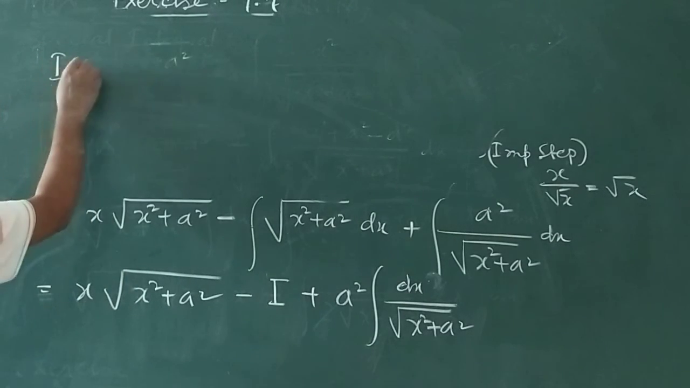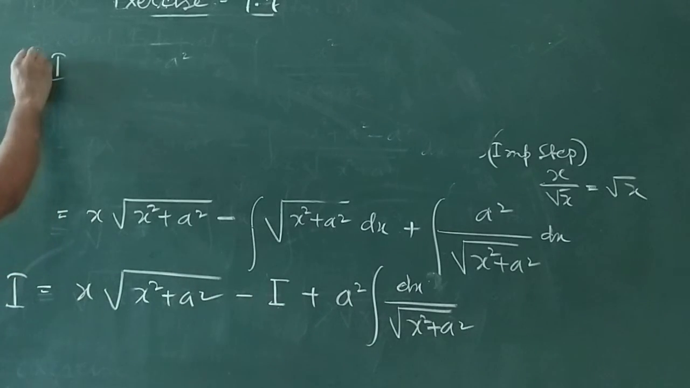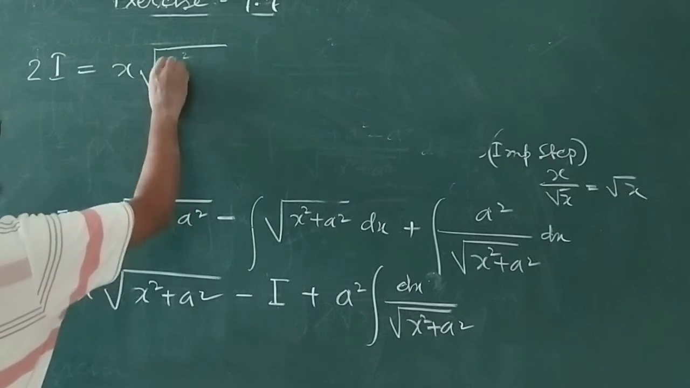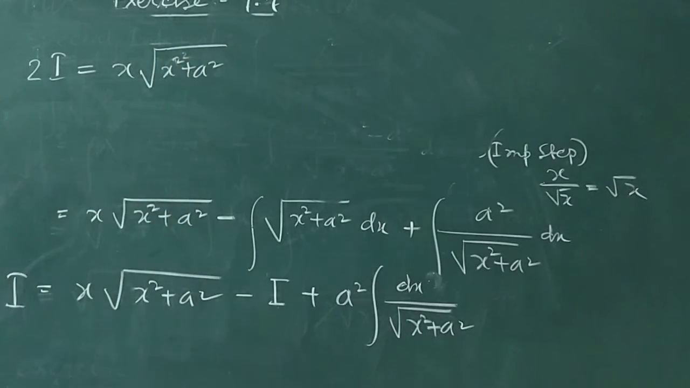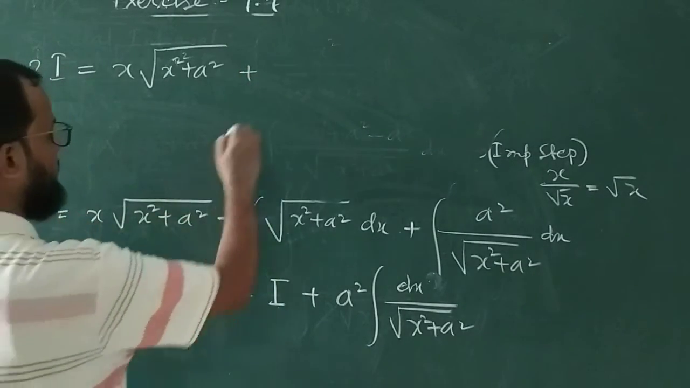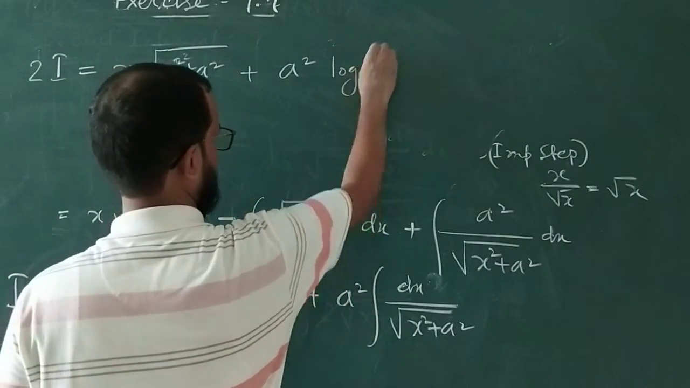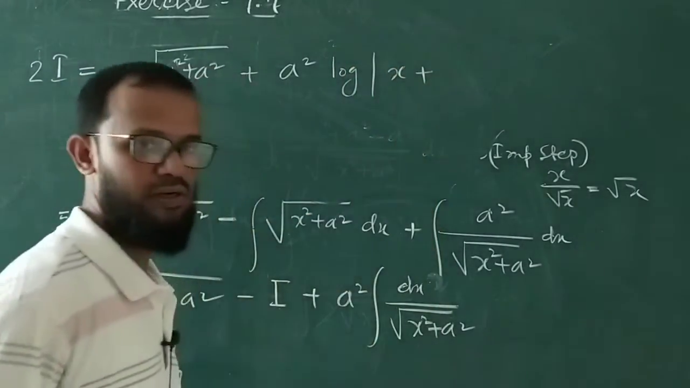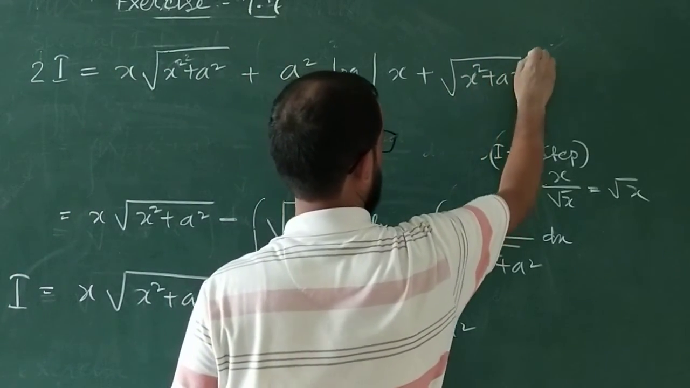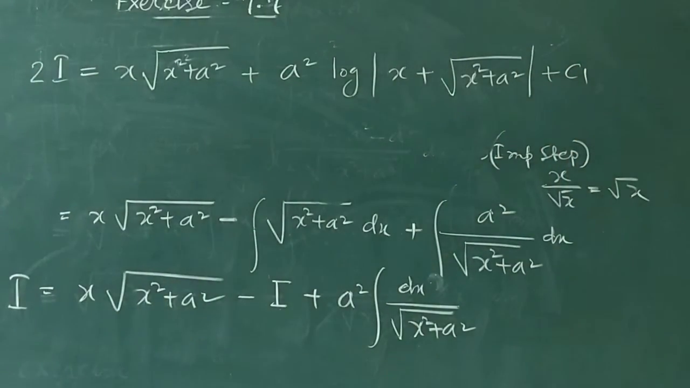So this is I, right? Bringing I over here, twice I equals x into root over x square plus a square plus a square into, the formula for this, what was it, log modulus x plus the denominator, root over x square plus a square, plus, suppose, c1. Understood?